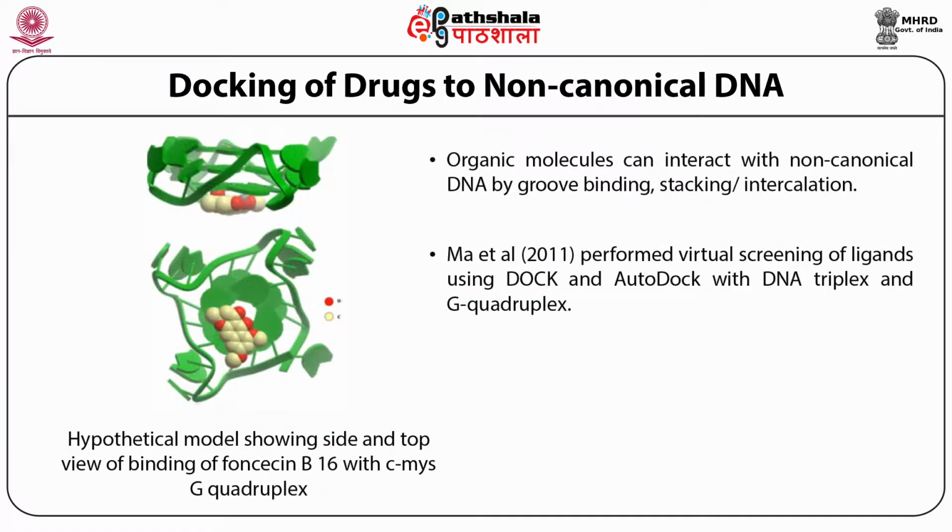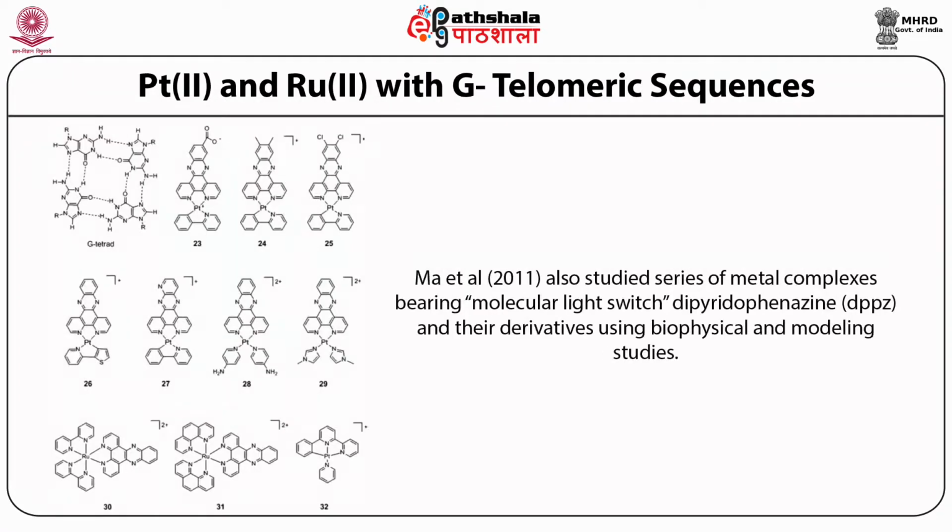Docking of drugs to non-canonical DNA has been studied by a number of people. Ma et al. performed virtual screening of ligands very recently, in 2011, using programs such as DOCK and AutoDock. They studied binding to DNA triplexes and G quadruplexes. A hypothetical model showing side and top views of the binding of a drug, fonsecin B, with C-MYC G quadruplex is shown in this figure.